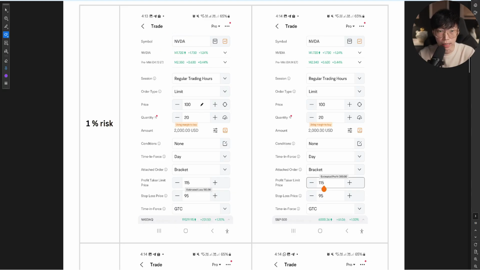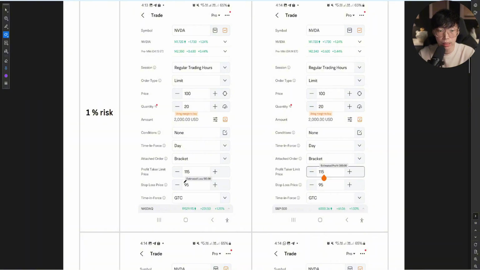Currently the NVIDIA price is trading at roughly 141, 142, but for example's sake, we don't use 141 or 142. We just enter the price at $100. Let's say you want to enter NVIDIA at $100. The next thing you have to do is go down here, open up this attached order, and select bracket. Then these two bottom functions will automatically appear. Same as our example above, you enter at $100, your stop loss is $95, and your take profit is $115.